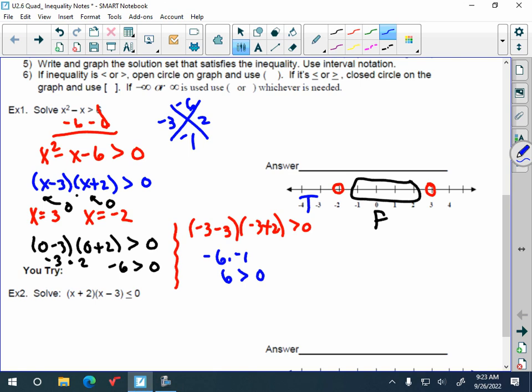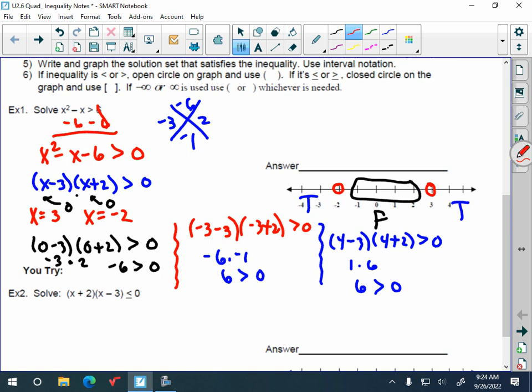Right? So then I can test the point over here on this interval. So I could use positive 4, I could use positive 5, 6, 7, 8. I just can't use 3 because that's a boundary point. Okay, so you just can't use your boundary points. All right, so if I use positive 4, so 4 minus 3 times 4 plus 2, is that bigger than 0? Well, 4 minus 3 is 1. 4 plus 2 is 6. 1 times 6 is 6. And 6 is bigger than 0, so that's true.